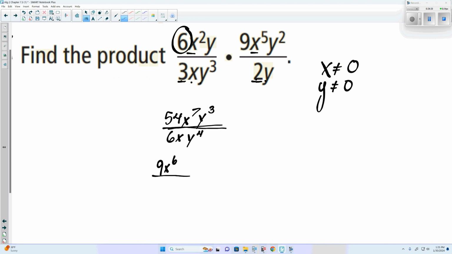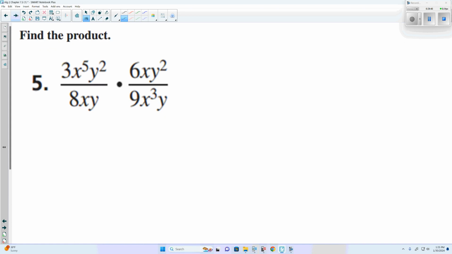The next one we have is y to the 3rd and y to the 4th, yes? 4 minus 3. Is it bigger on top or bottom? Bottom, so our y to the 1st is just y. It stays on the bottom. Questions on this here? Let's do one more of these here.